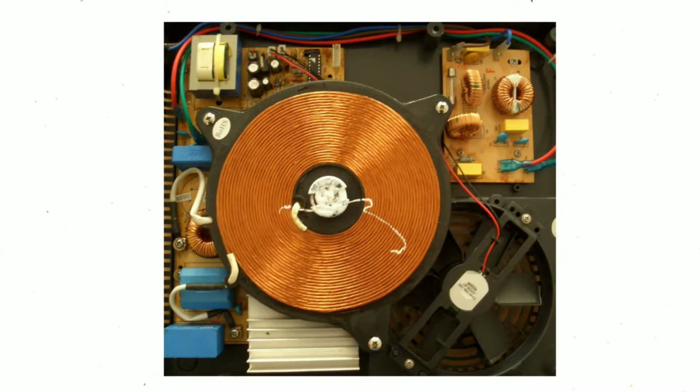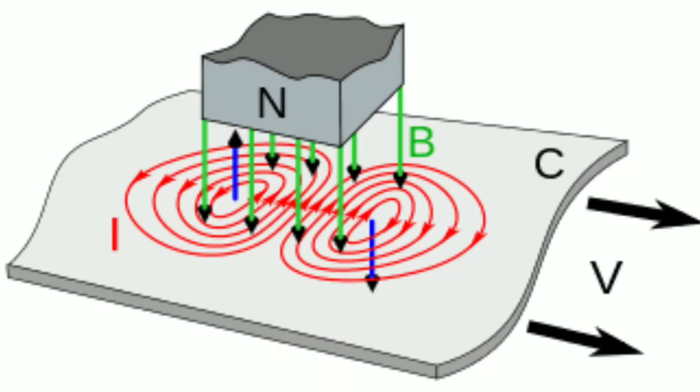Let's find out. In an induction cooktop, a coil of copper wire is placed under a cooking pot and an alternating electric current is passed through it. The resulting oscillating magnetic field wirelessly induces an electric current in the pot. This current is called eddy current. So what are eddy currents? Eddy currents are loops of electrical current induced within a conductor by a change in magnetic field in the conductor, according to Faraday's laws of induction.